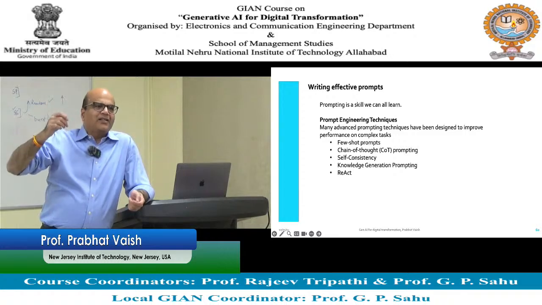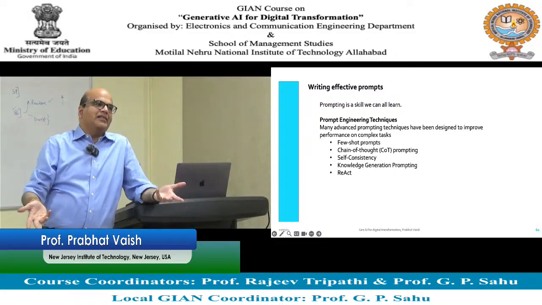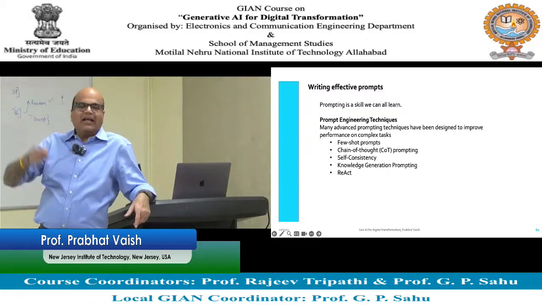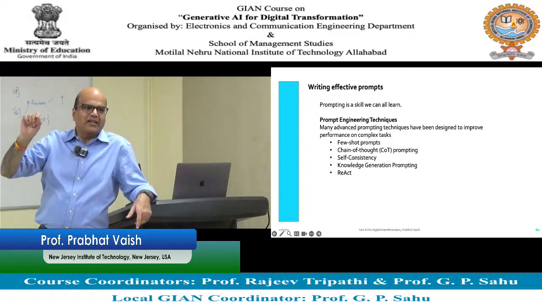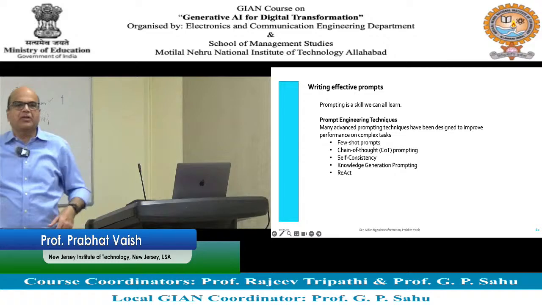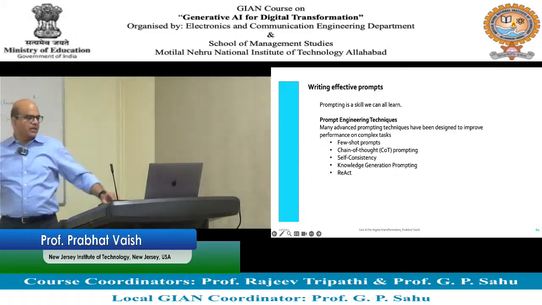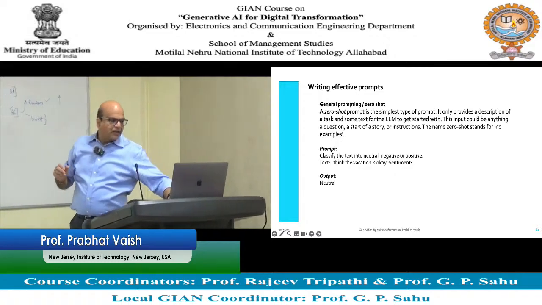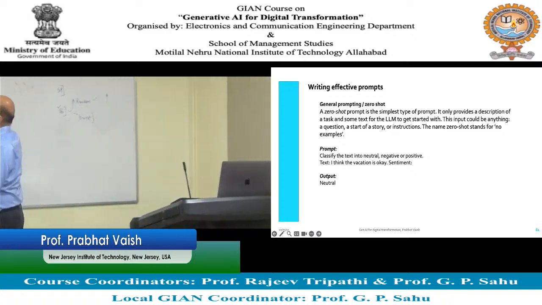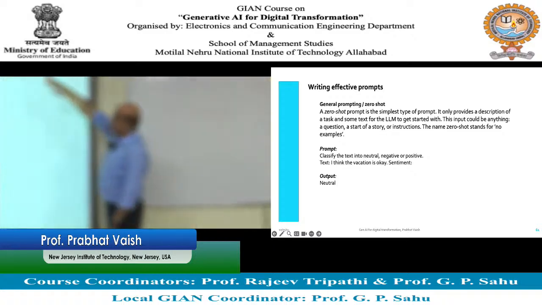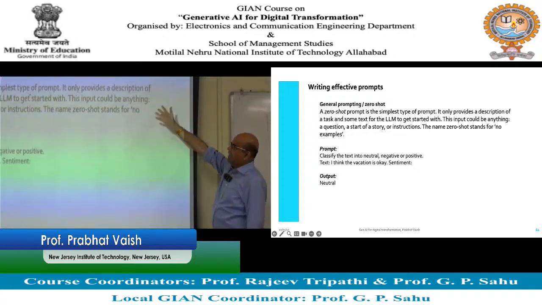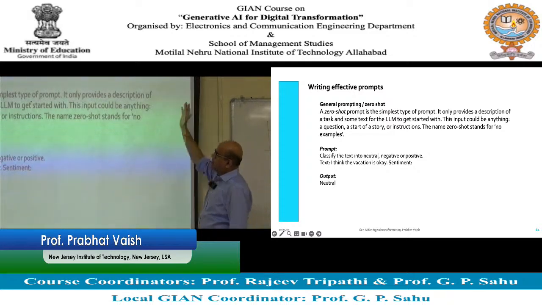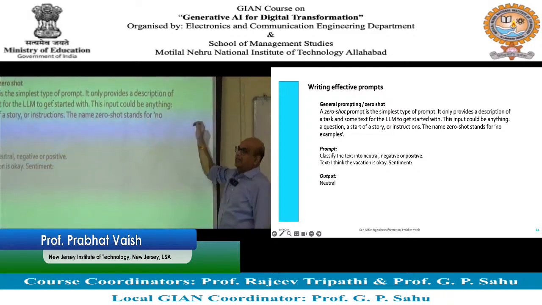You want the answer or a prompt to be responded to based on the learning it already has. So if you give a prompt like "the sky is," you're not providing any supervised learning. You are simply saying that whatever you know, just respond based on that. So that's called zero shot prompting. That's a general prompting. Zero shot prompt is the simplest type of prompt. It just describes a task and then lets the LLM do it, totally based on what the model already knows.